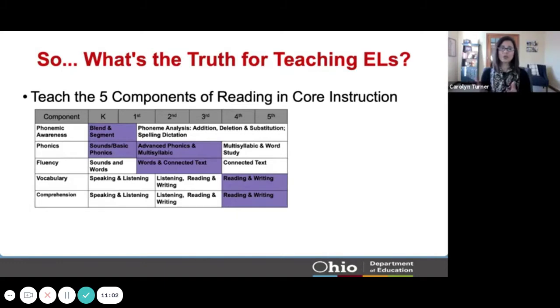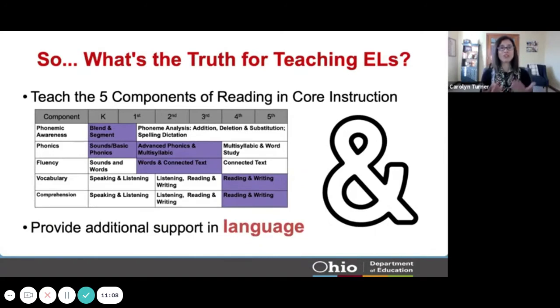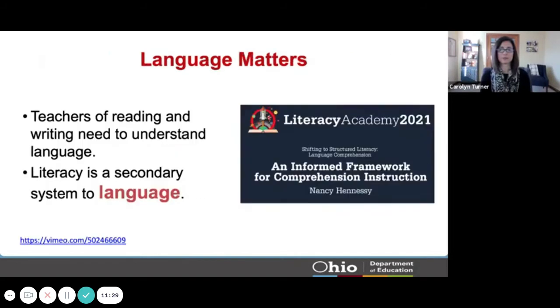However, as students get older, those 5 components really are still critical. And while we might not be putting as much emphasis, we still do provide instruction in those areas. And again, with our English learners, we are providing that additional support in language. Literacy is not divorced from language. You have to have that schema for language in order to be a proficient reader.